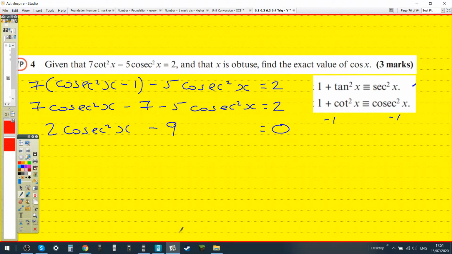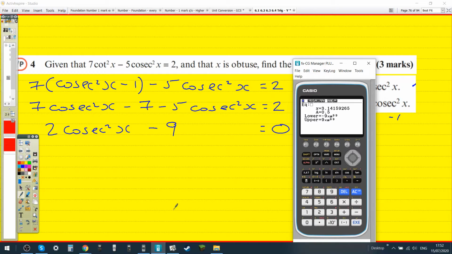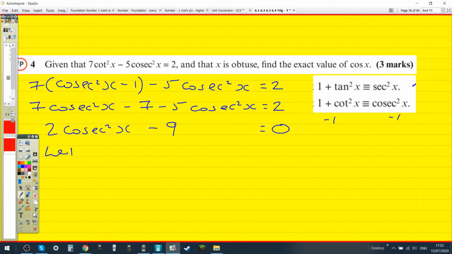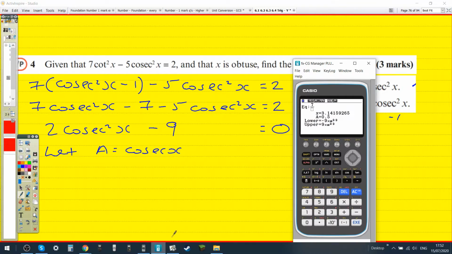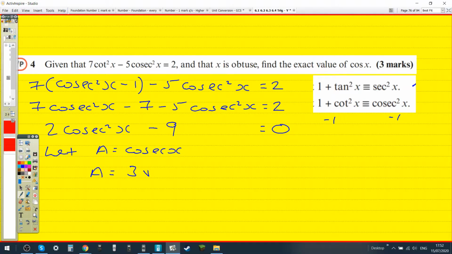And then now do we put it in the calculator or not yet? Yeah, if you know what you're doing with the calculator. So, well, should we write let A equal cosec? I like that. And you always do this, the lowest one. Cosec x, not squared. Oh yeah. So 2A squared minus 9 equals 0. So then A equals 3 root 2 over 2 or minus 3 root 2 over 2.